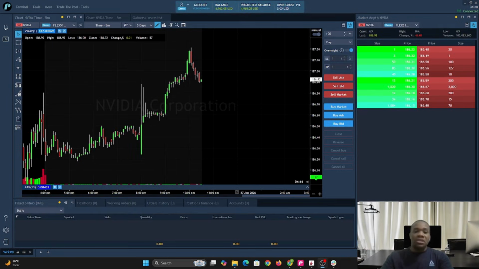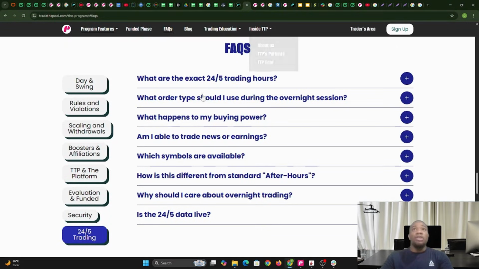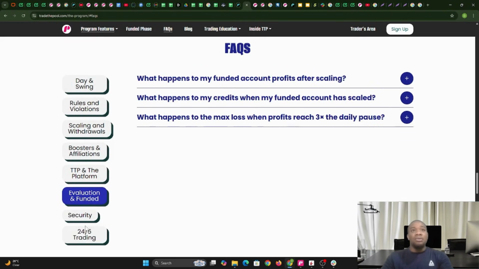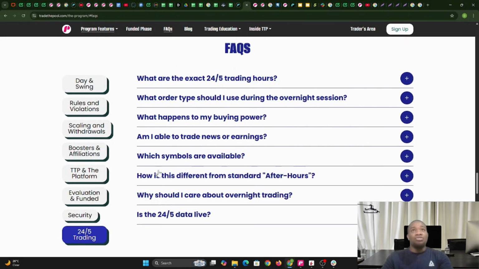Now, what we also did is we went ahead and added a section to the FAQs where traders can get all the necessary information that they need on that specific new feature, which is 24/5 trading. When you pull up the Trade the Pool website and select this option here that says FAQs, it will bring you to the FAQ section. Then on the side, you would be able to select the 24/5 trading, and it will give you a series of questions and answers based on popular questions that traders have asked about the platform, right?